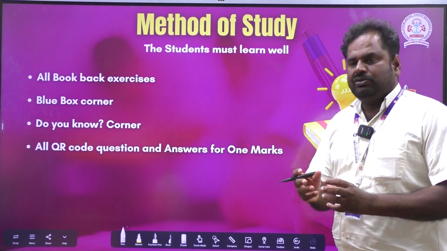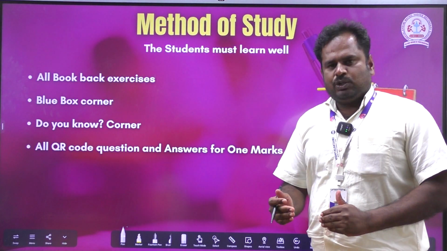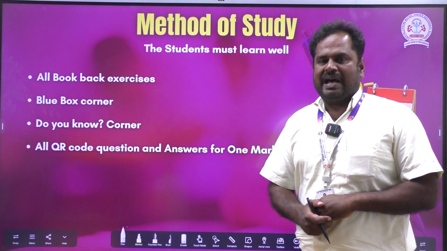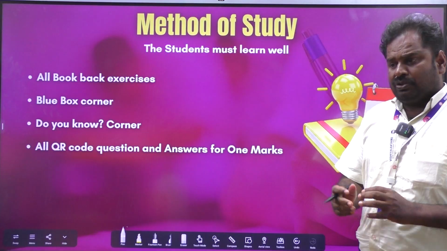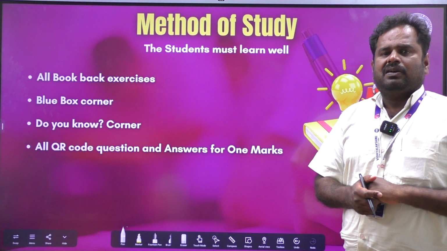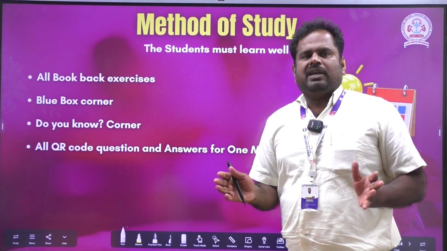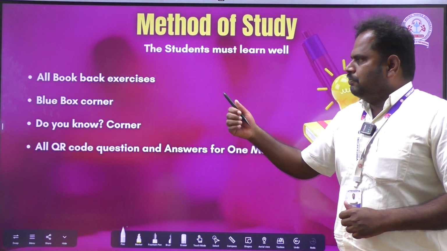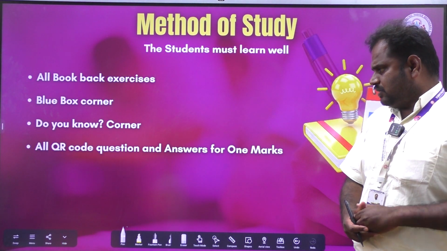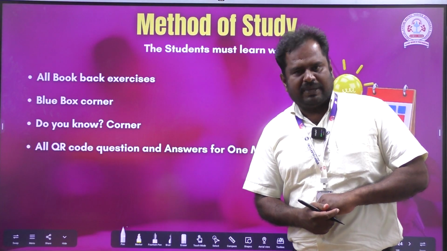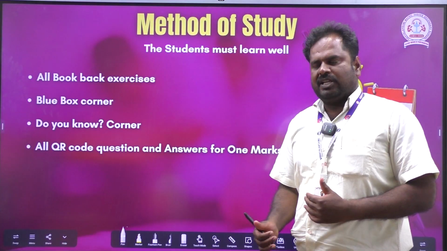Method of study. How to score 14 out of 14 and 5 out of 5 in fill in the blanks. Part 1 has MCQs. Part 3, question number 29 has fill in the blanks. So the total 1 mark questions are 19 marks. Here, all book back exercises should be thorough. The blue color box corner, the Do You Know corner, and all QR code questions and answers are for 1 marks. So QR code is very important. You can get additional things from there.